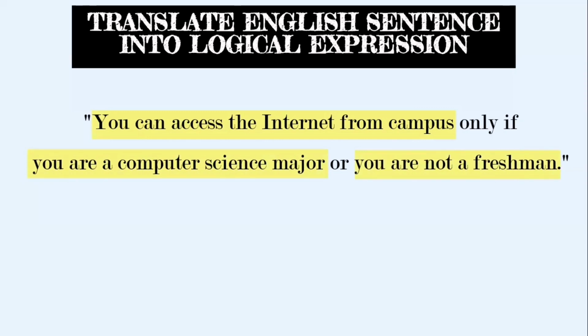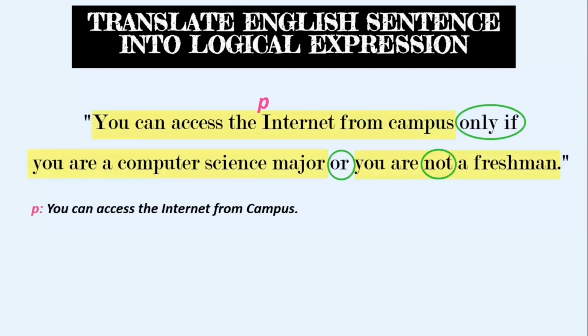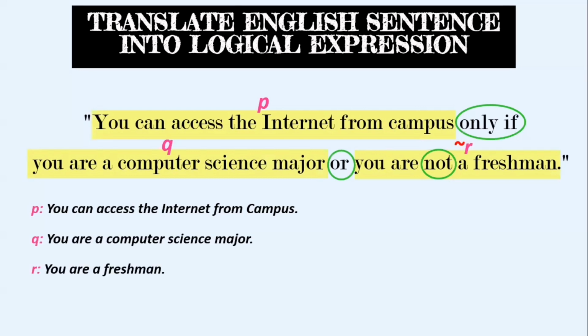So, from that, makikita naman natin dito kung ano yung mga operators na ginamit. Only if, tsaka may or. And dun sa may you are not a freshman, may ginamit siya na word na not. Okay? So, mag-assign muna tayo ng letter. Let's say, use natin P. Okay, yung P natin, you can access the internet from the campus. Q natin, you are the computer science major. And then, R natin, yung you are a freshman. Since ito ay naka-negate, so negation ni R ang ilalagay natin.